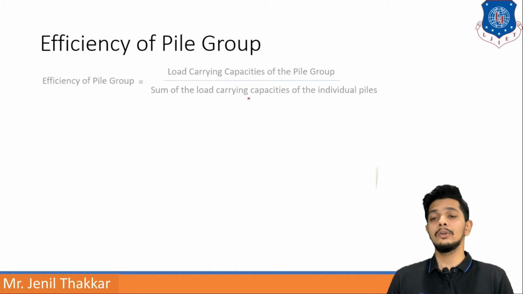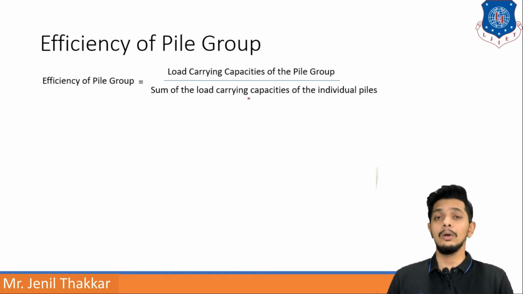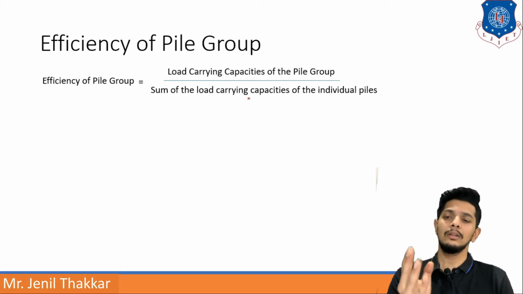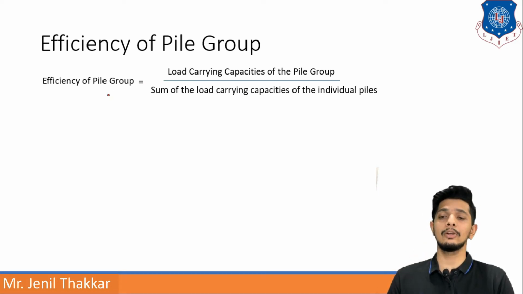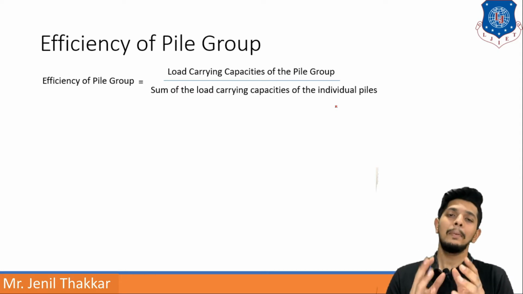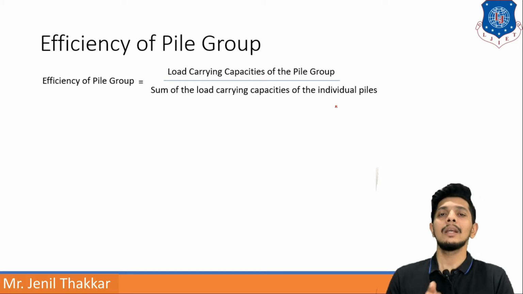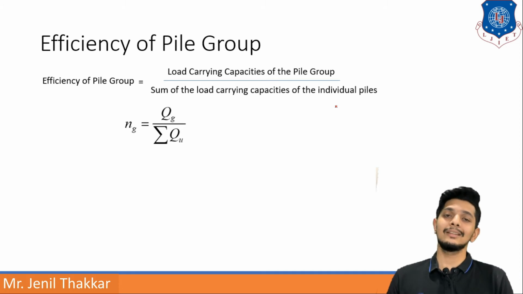Moving forward to efficiency of pile group. Now, how to measure efficiency? There is a very simple calculation. We can write that efficiency of pile group is equal to the load carrying capacity of the pile group upon the sum of load carrying capacities of individual piles. So basically, efficiency can be derived from the capacity of the group by the capacity of the single ones. Moving forward to the formula, that is, ηg can be written as Qg upon sigma Qu.